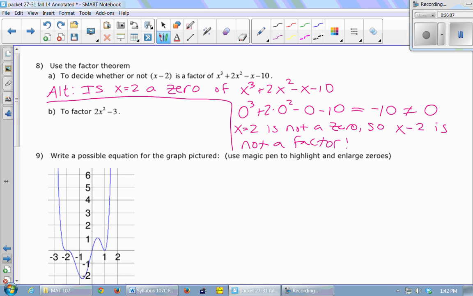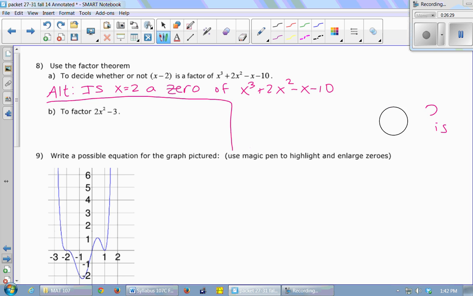All right, if I want to use the factor theorem to factor 2x squared minus 3, if I knew the zeros to this quadratic function, I would know its factors. Yes. Sorry. Why did we put a 0? Oh, because I'm a dummy. Thank you. We got to plug in 2 and see if we get 0.